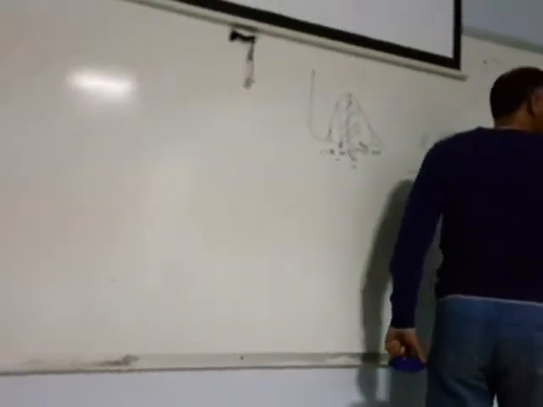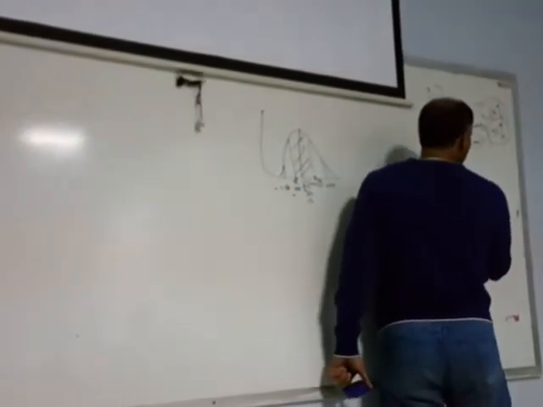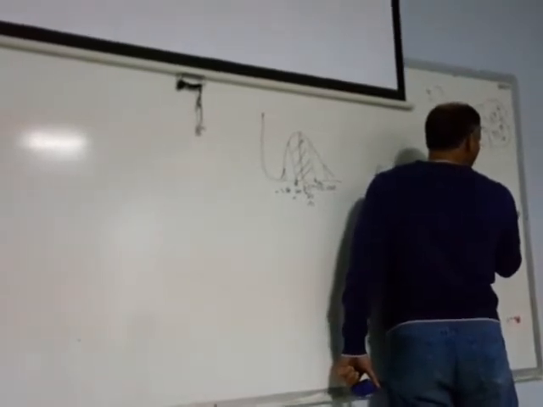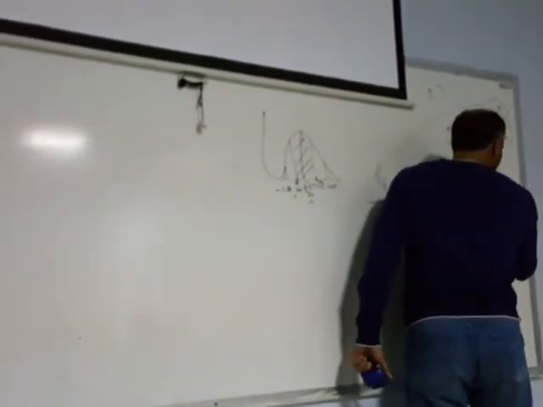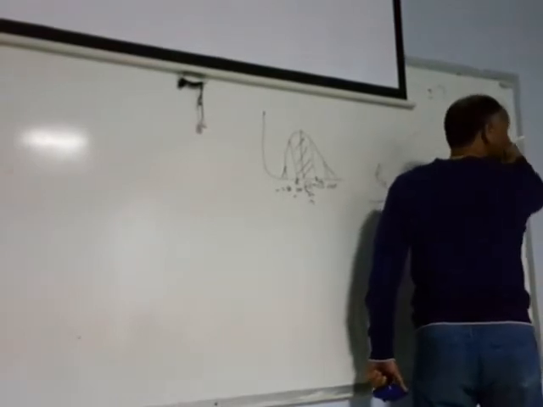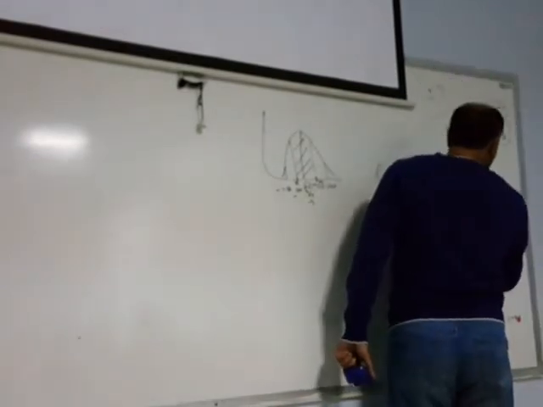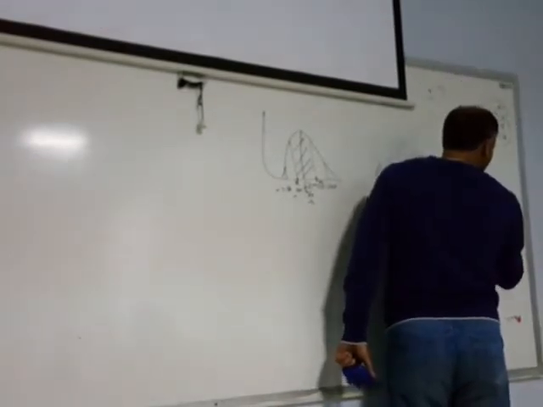Now I said 95%. So what's the mean? 25, plus 2 into standard deviation. Because I know 95% means 2 standard deviations, plus and minus. So I will do 25 plus 2 into 7.